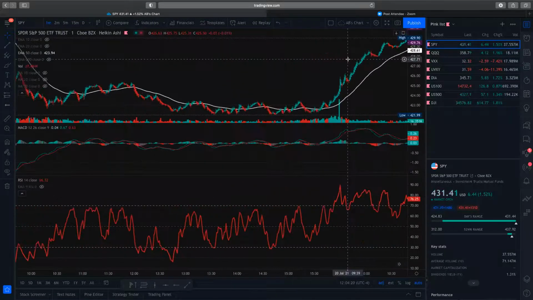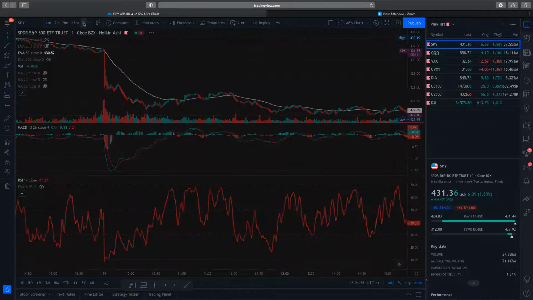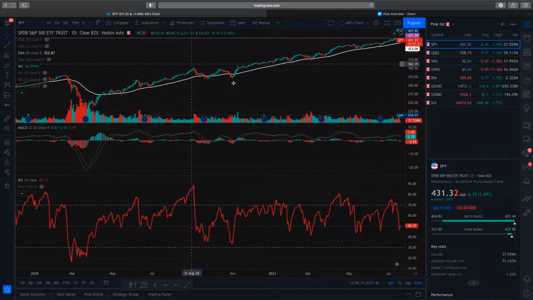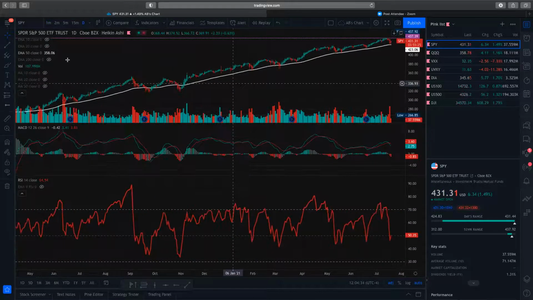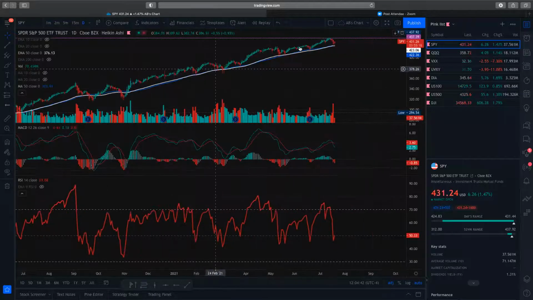And so that being said, the 50 is probably my favorite moving average. And I'm going to go to a longer time frame. Let's go to the daily chart and see how this looks. All right, so this is a way longer time frame, but you can see with the 50, and I'll bring up our other 50 as well, you can kind of see how the SPY has continually bounced off the 50 and continued to rip all year.